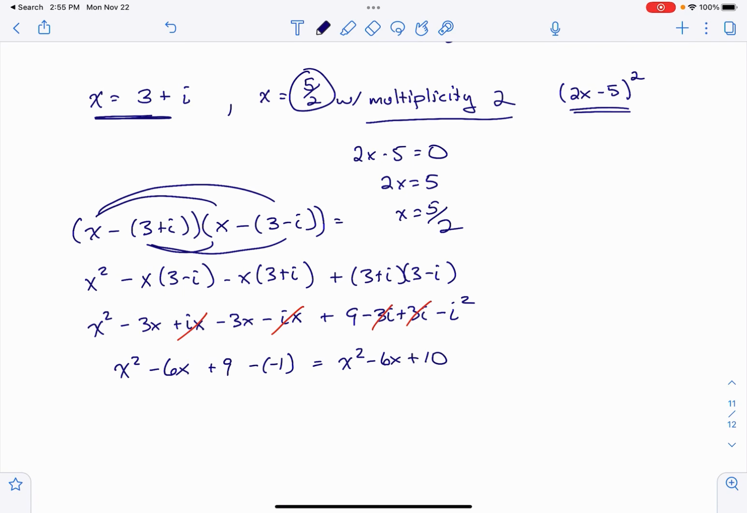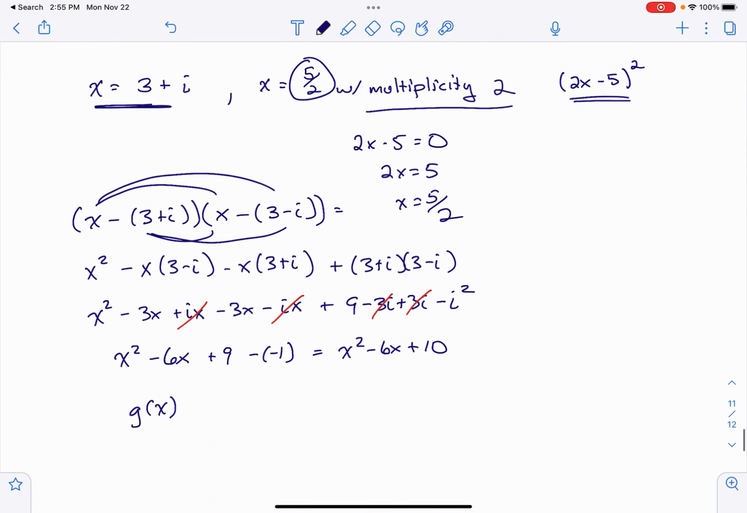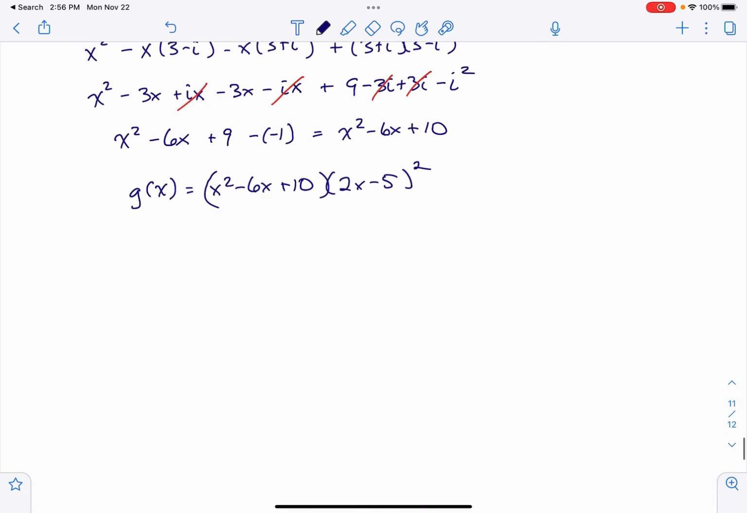So our final polynomial is g of x. I think we'll just call it g of x here. g of x equals (x squared minus 6x plus 10) times (2x minus 5) squared. Now there's a slightly easier way to come up with that x squared minus 6x plus 10. I'll show you that down here. This is of course a perfectly acceptable answer.